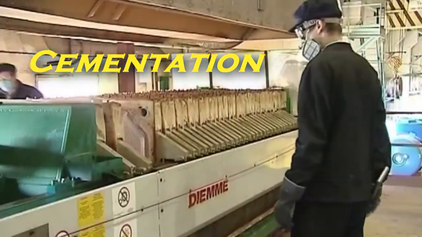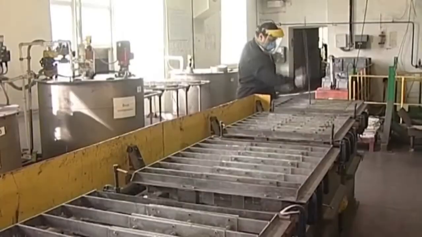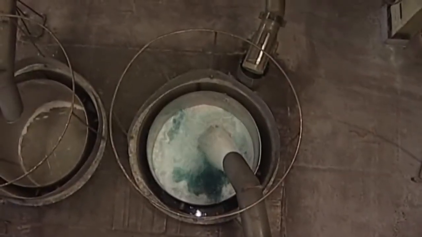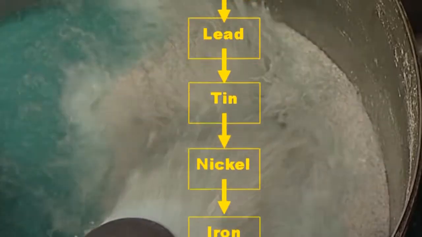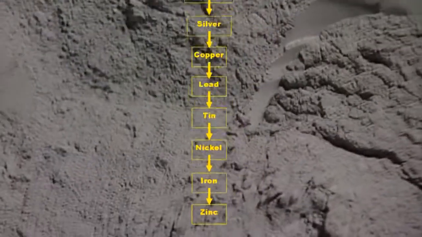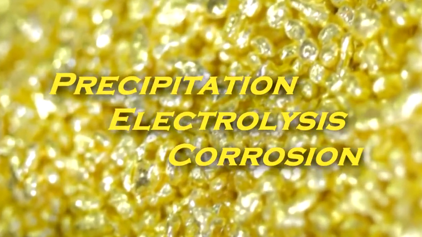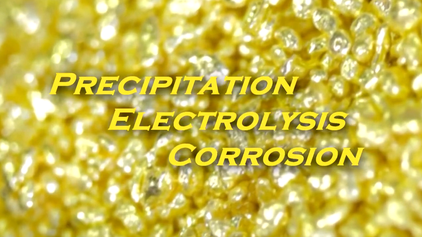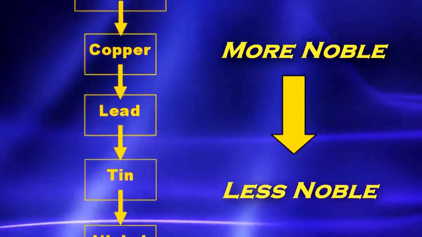Cementation is the most straightforward process used. Cementation is a precipitation process in which metal ions are reduced to their metallic form by taking the electrons back from other metals. Metals can be lined up in the order in which they will take electrons from each other. This order is called the galvanic series or electropotential series and is important in the fields of chemical precipitation, electrolysis, as well as corrosion. The more noble metals will take electrons from less noble metals in reactions.